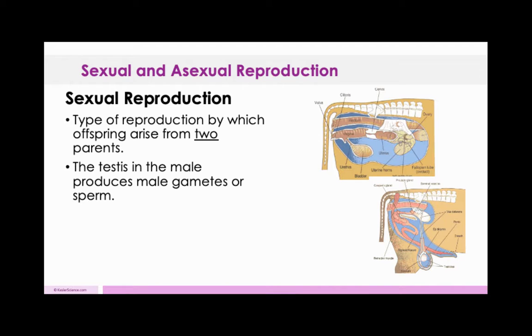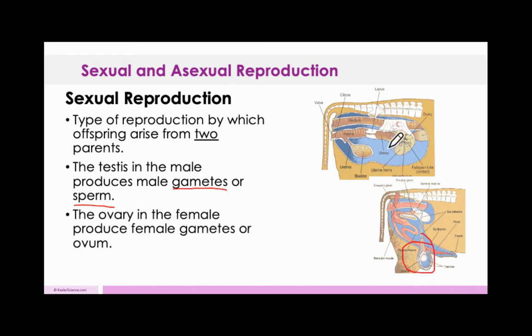Now, in this case, the male has to have what are called testes. Down here in that bowl, we can see the testes that are on there, and that will create sperm. Sperm are the male gametes. Gametes are nothing more than the sexual cell.